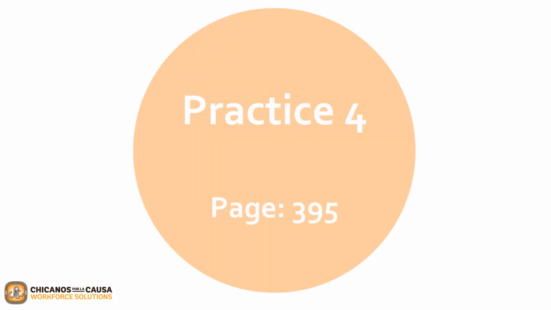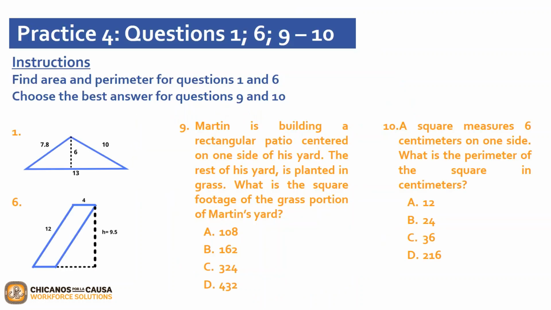Let's move on to practice 4, located on page 395. For practice 4, we are going to be answering questions 1, 6, 9, and 10. For questions 1 and 6, you're going to find the area and perimeter. For questions 9 and 10, you're going to choose the best answer. Go ahead and take a few minutes to complete this by yourselves. Once you're ready to review them together, just click play.